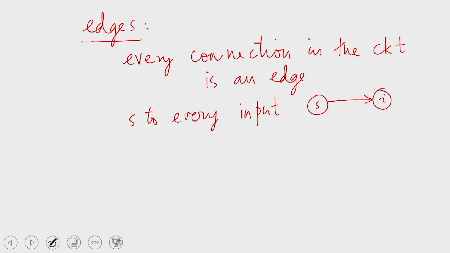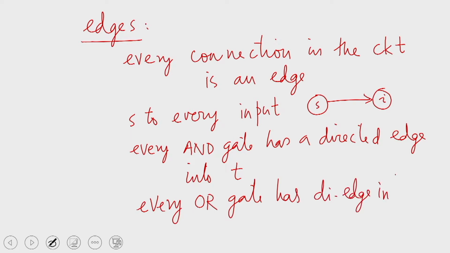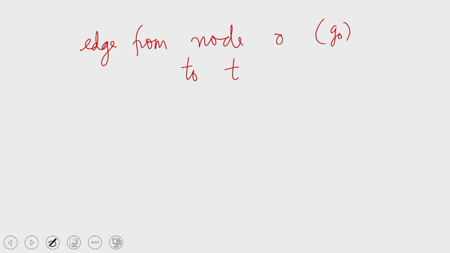And then there is an extra vertex T. Every AND gate has a directed edge into T, and every OR gate has a directed edge into S. And finally, we have an edge from node 0, which corresponds to G0. So these are the directed edges. Of course, there are some more edges. Every input Gi has a directed edge. So these will form the set of edges of the graph.